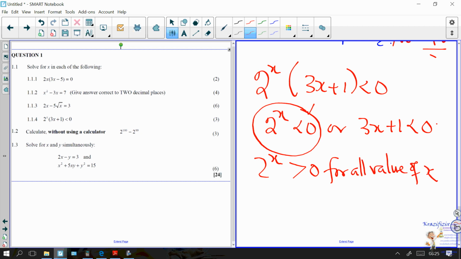All right, so if you write it like this, that would be wrong. 2 to the power x must be greater. The exponent of a number will never be negative. All right, the exponent of a number will never ever be negative.